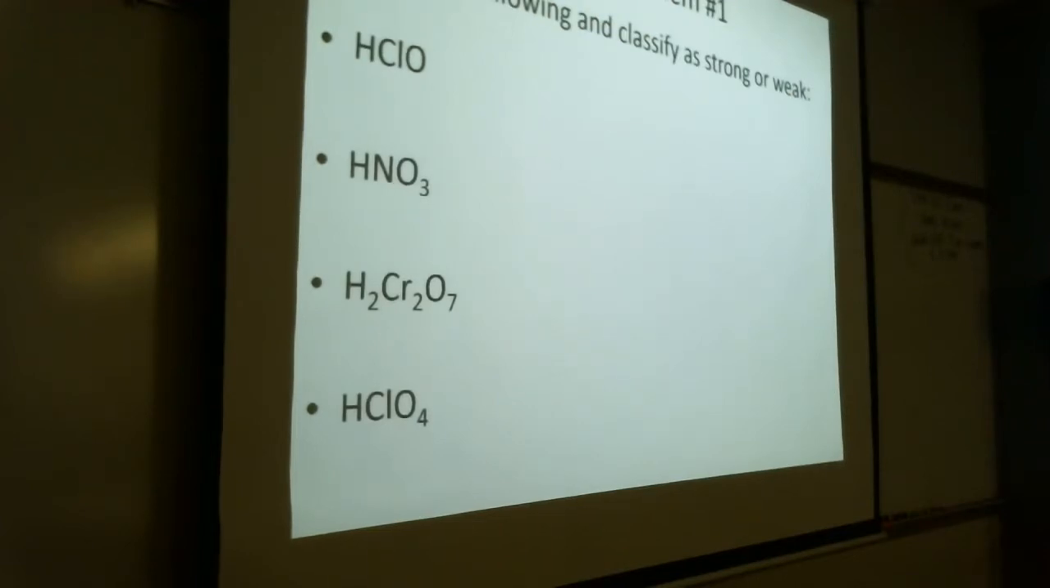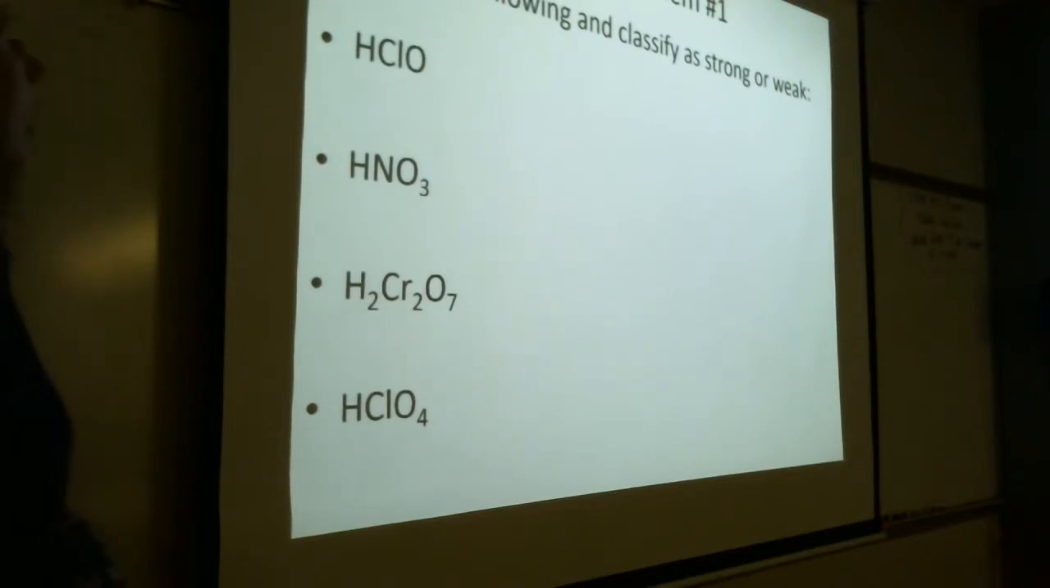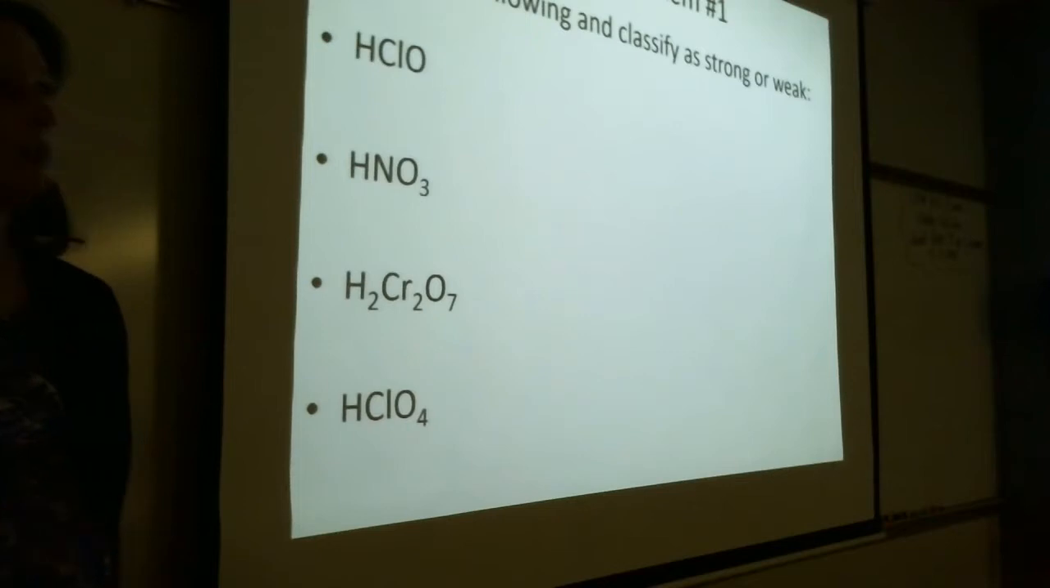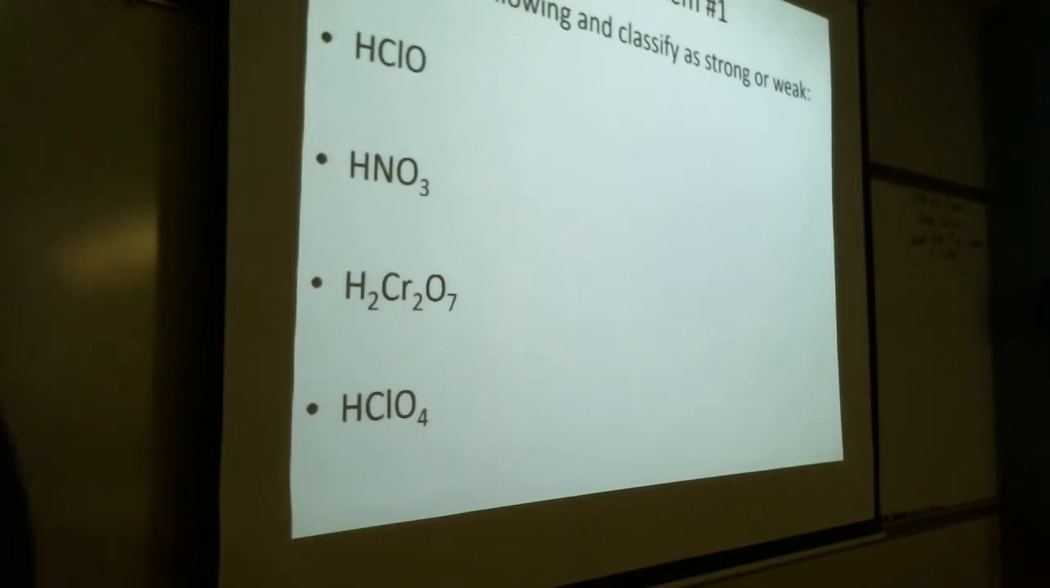Okay, so let's do these verbally. What's the name of HClO? Anyone? Well, what's the name of ClO minus? Hypochlorite, so that would be hypochlorous acid, right? Because hypo is part of the prefix of the anion, so that'd be hypochlorous acid. Strong or weak? It's weak, right?